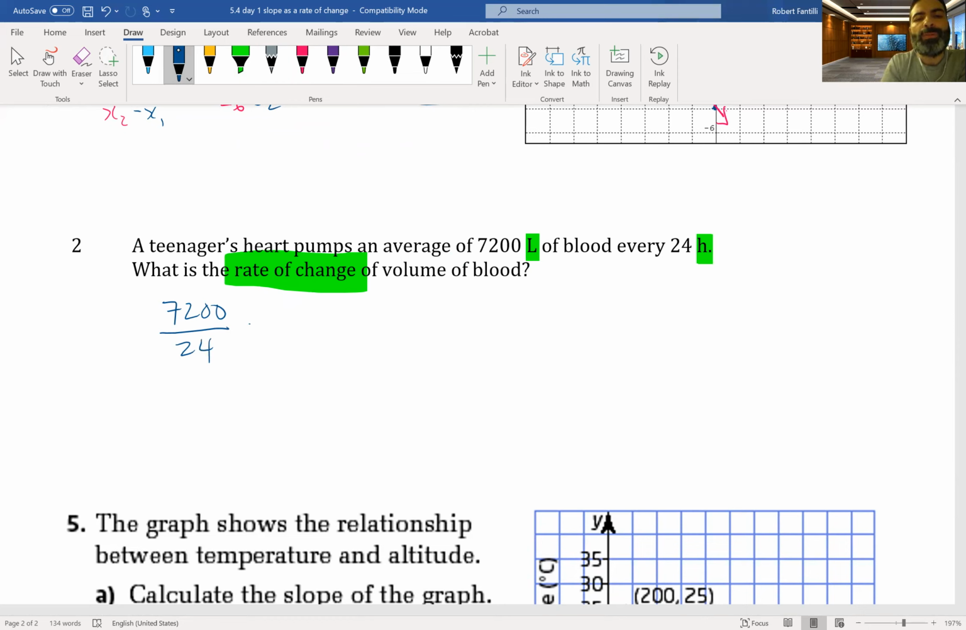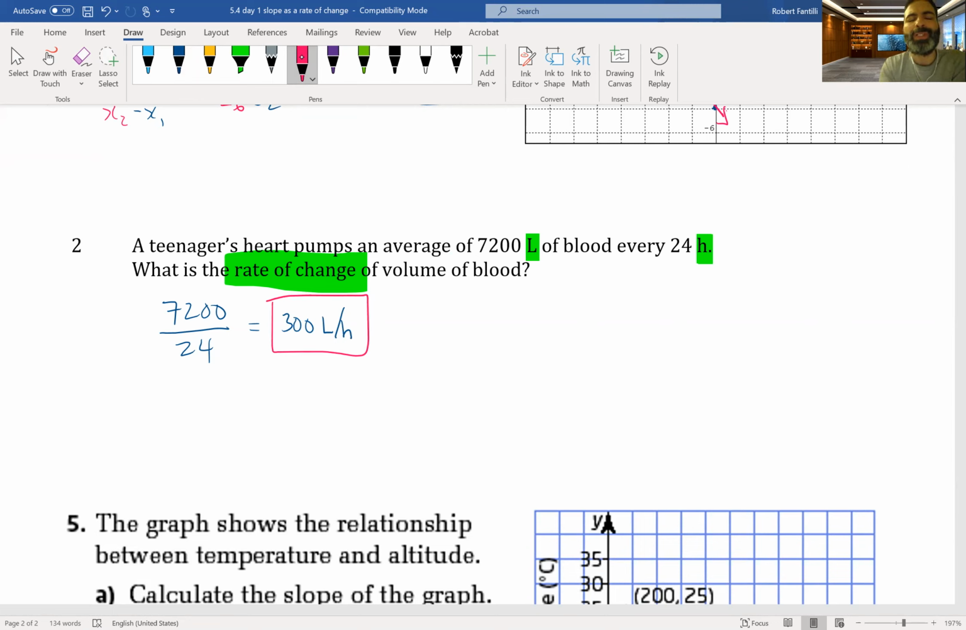7,200 divided by 24 equals, and you can take out your handy dandy calculator to calculate that. I've already got it calculated earlier, and it comes out to 300 liters per hour. Okay, so 300 capital L/H. And that's it. That's your answer. It's 300 liters per hour.